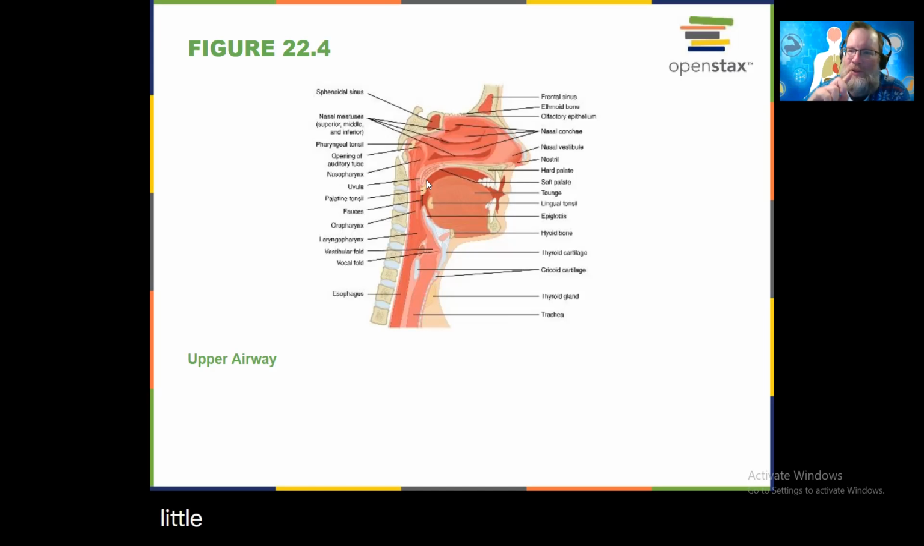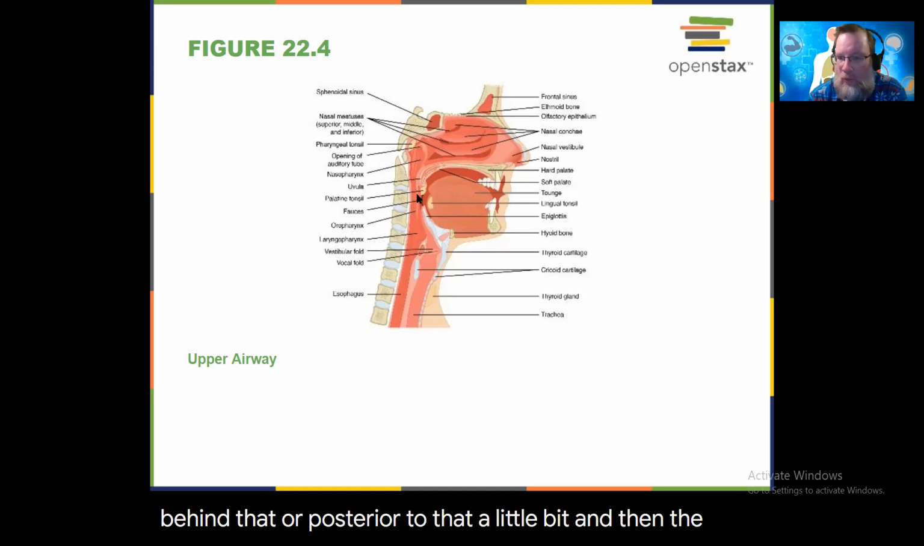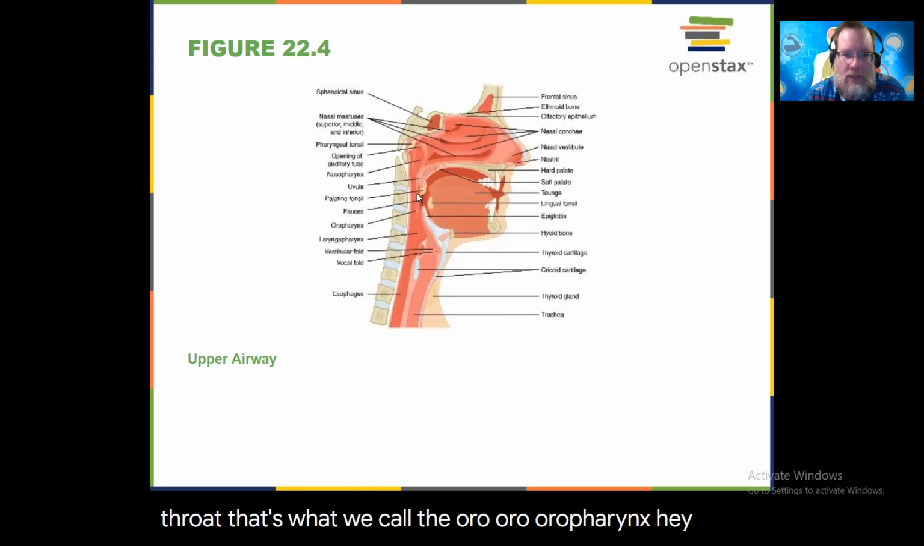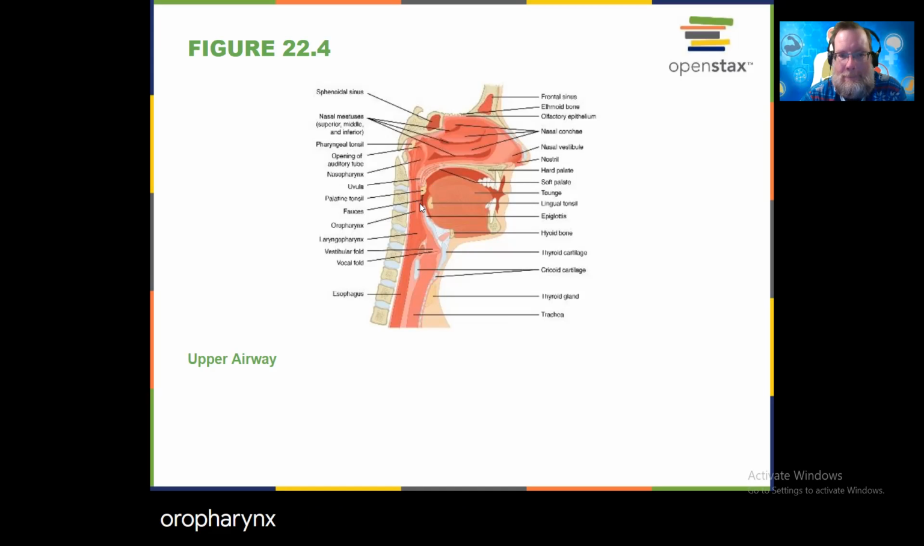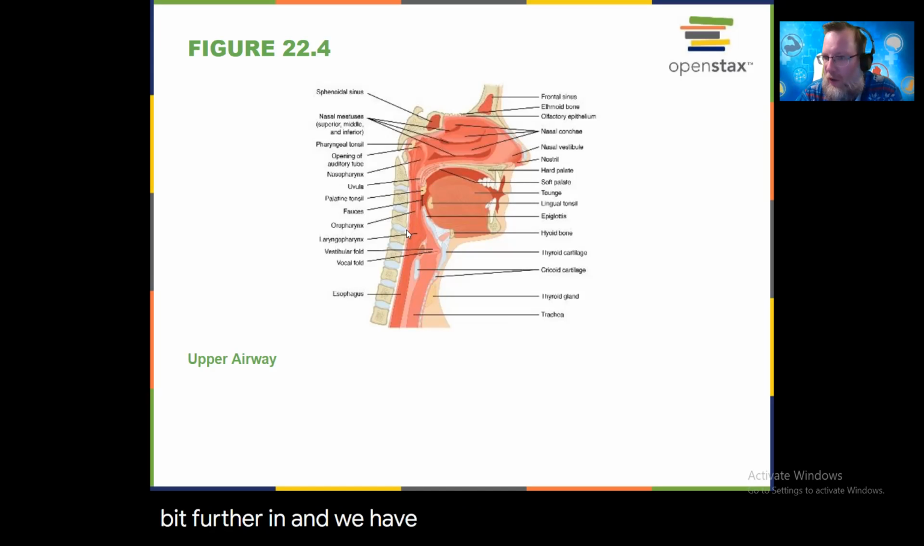And then we travel a little further down, and we see that uvula. That's that little dangler in the back of the throat. And just kind of behind that, or posterior to that a little bit, is the area where you can see the tonsils, and then the way back of the throat. That's what we call the oropharynx. Okay, oropharynx. See that term right there. And then we go a little bit further in, and we have what's called the laryngopharynx.